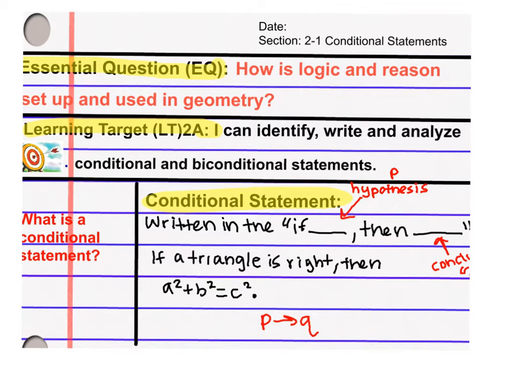Okay, so good morning. We're working on chapter 2 today. It's our first section of chapter 2, so we'll be doing conditional statements. It's one of my favorite sections.